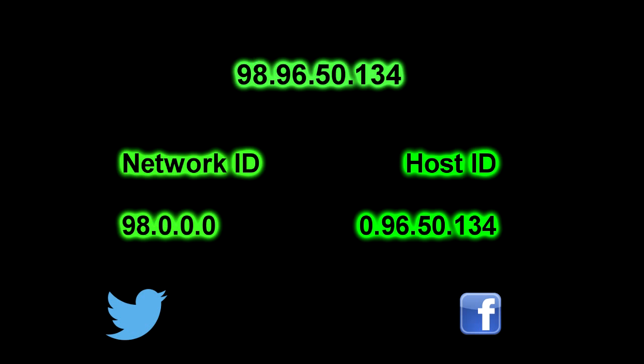So using this example, now that we have determined the subnet mask is 255.0.0.0, we can see that our network ID is 98.0.0.0 and our host ID is 0.96.50.134. These are the components that make up a class 4 IP address.